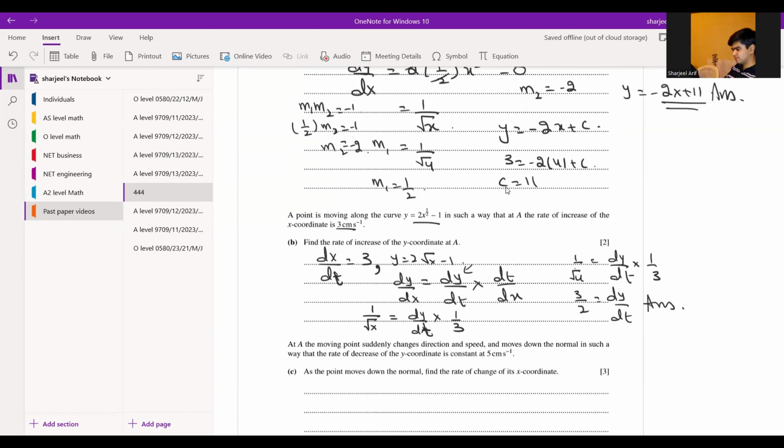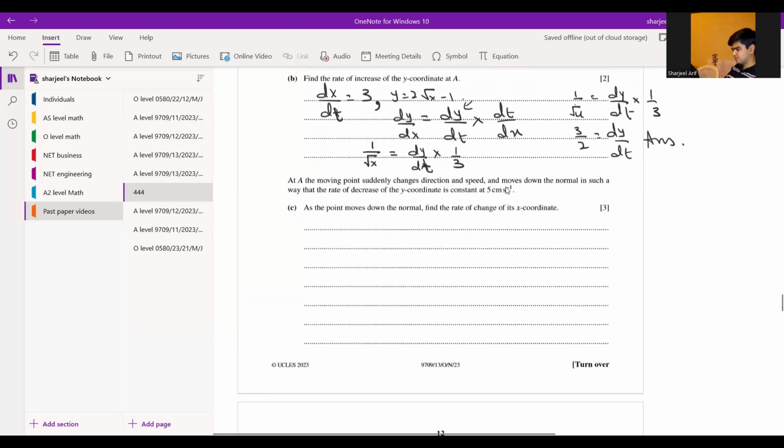Now, for the C part, we have at A, the moving point suddenly changes direction and moves down the normal in such a way that the rate of decrease of the y coordinate, so dy by dt, is equal to minus 5 centimeters per second. We have to find dx over dt.